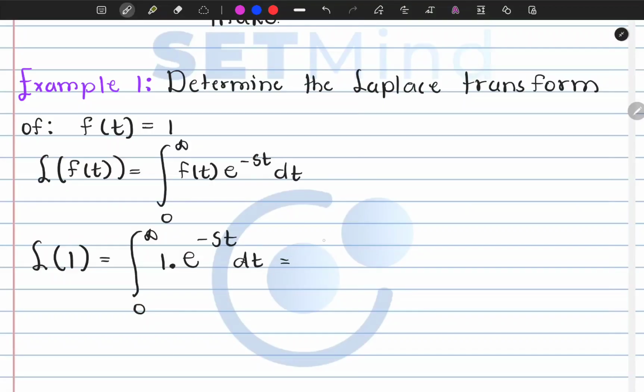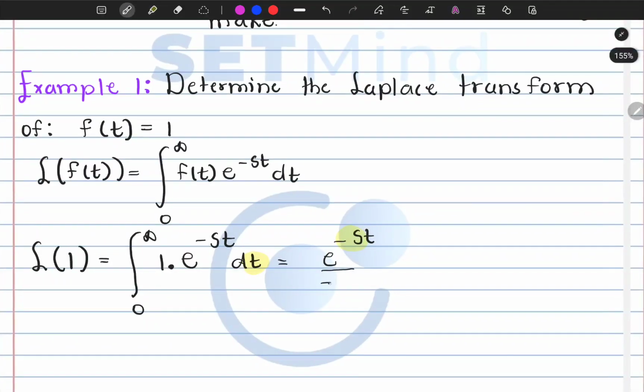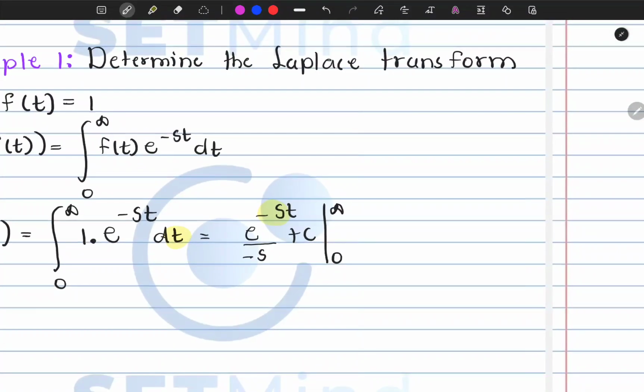If you look carefully, we can easily integrate this. When you integrate, we get e to the negative st divided by, remember that we are integrating with respect to t, so we should divide by whatever multiplies the exponent, which in this case is negative s, plus c, and then we put in our limits of integration, which are infinity and 0.